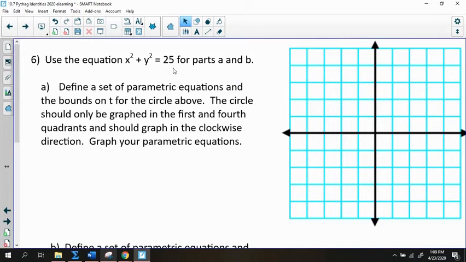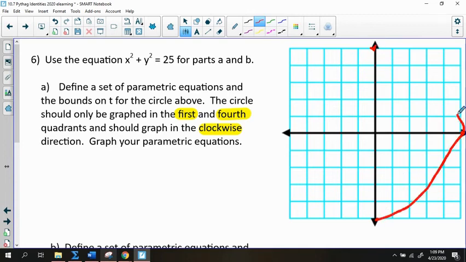All right, last thing in this video that's going to end up longer than I wanted it to be. We now have a circle and we want to figure out parametric equations for the circle, but it's being specific. So for this problem, the circle should only be graphed in the first and the fourth quadrant and should graph in the clockwise direction. Okay, so this is a circle with a radius of 5. And it should only be graphed in the first and the fourth quadrant. And it should go in the clockwise direction, which is actually not like that. I just went the wrong direction. Actually, this way.